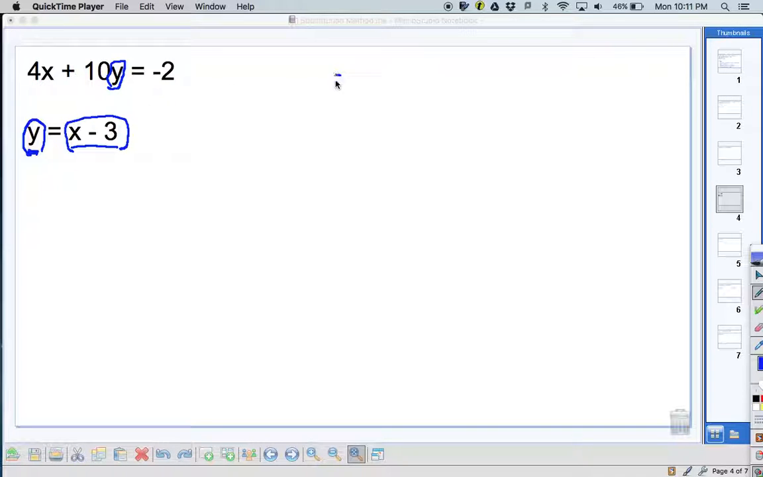It says 4x, so I'm going to write 4x plus, next thing I see is a 10, so I'm going to write the 10. And now I got this y. Now before this is 10 times y, so I'm going to put parentheses for times. And instead of writing y, which is the same as x minus 3, so here's our substitution. Instead of y, we're going to write in its place x minus 3. Close the parentheses, and next I see equals negative 2, so I have an equals negative 2.